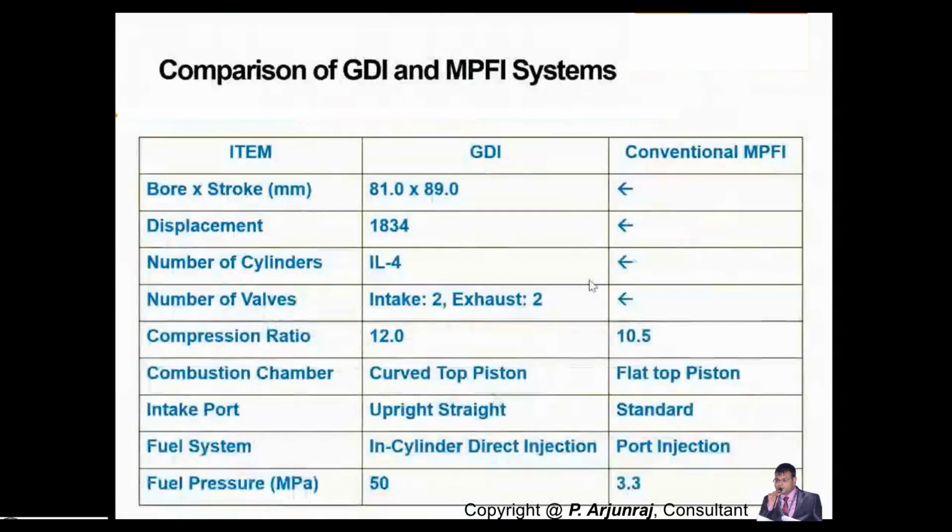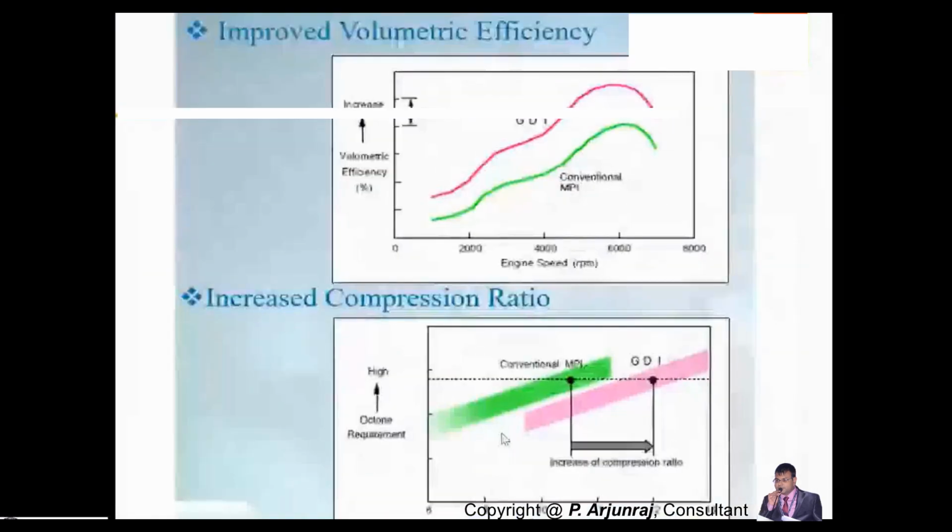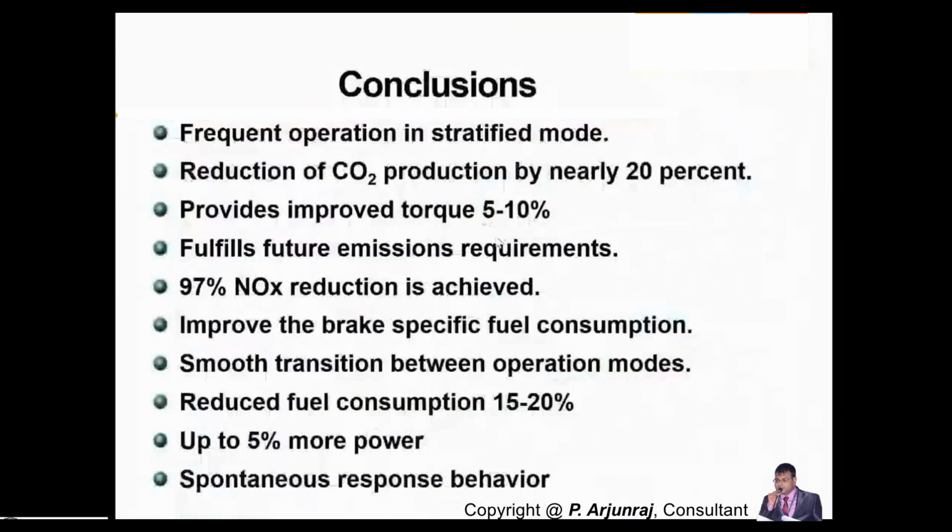It will vary with respect to different engine configuration, different port, different diameter. Sometimes two cylinder, three cylinder is also possible. Even single cylinder is also possible. That's why they said in general it's 5 to 10%. It fulfills future emission requirements, but still the vaporized fuel injection is also the future one. Look into that also. The 97% NOx reduction is achieved, and again, the percentage will vary.